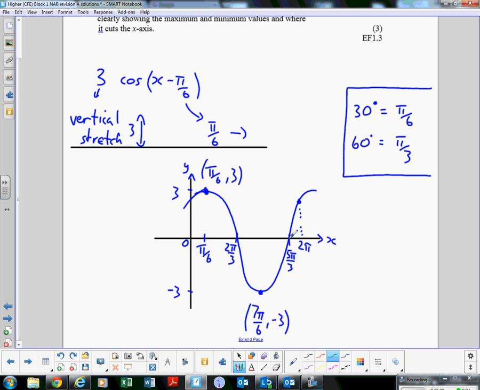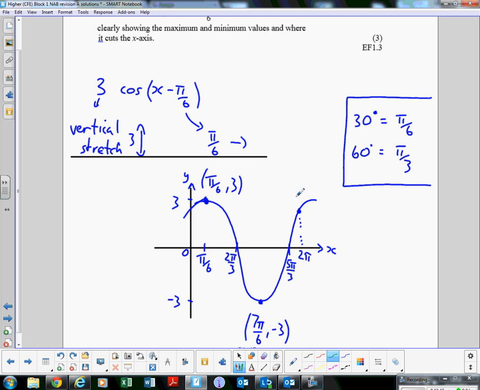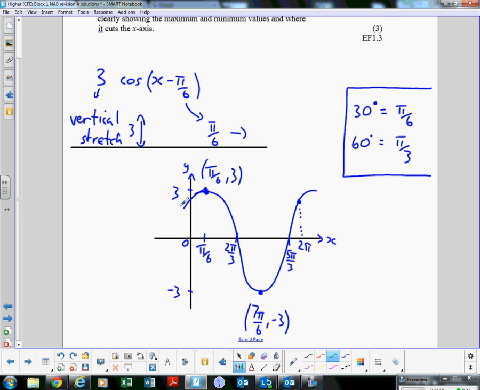This x-intercept here should occur at 270 degrees. It's been moved along by 30 degrees, so that'll be 300 degrees, or 5 lots of 60. 300 is 5 lots of 60, or 5 pi by 3 radians. And because we're asked to go between 0 and 2 pi, I've clearly marked that on the graph. Notice that this point here is at the same height as this point here. That's important because it has a wavelength of 360 degrees, or 2 pi radians. So just make sure all of your points are annotated. That is very important. Do not miss any out.